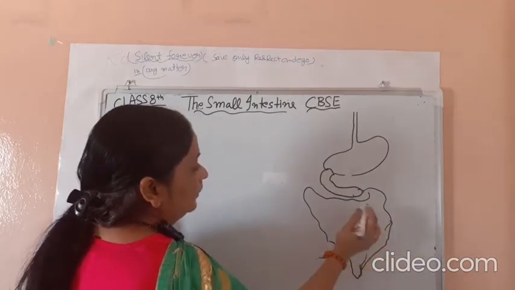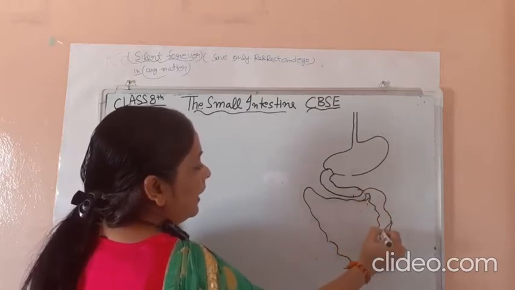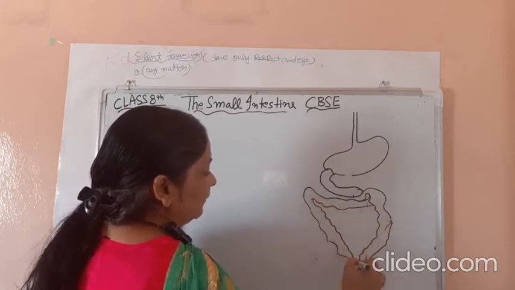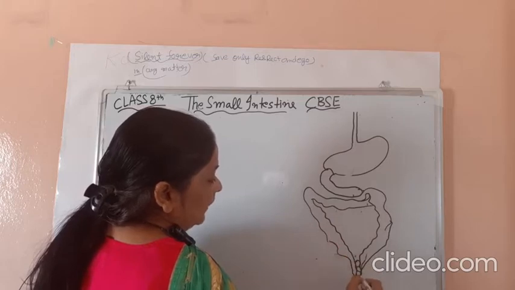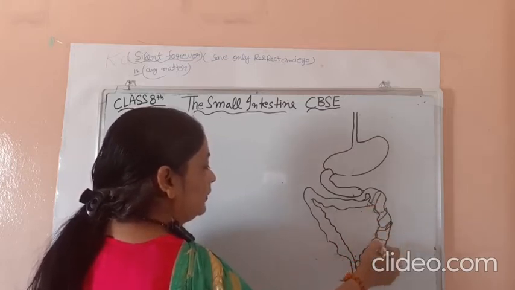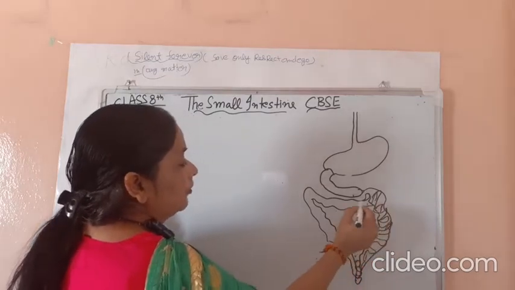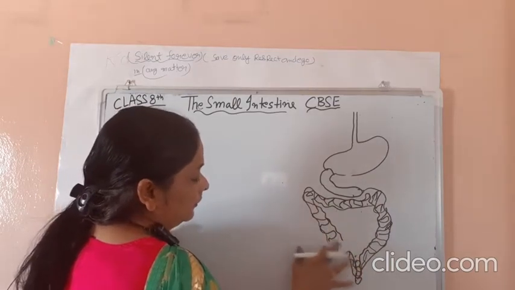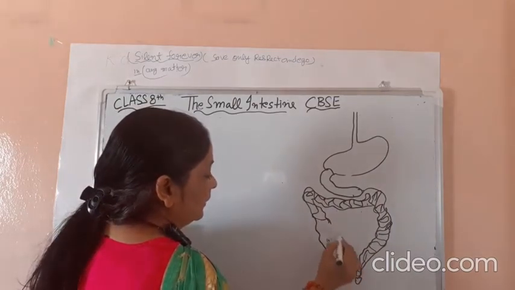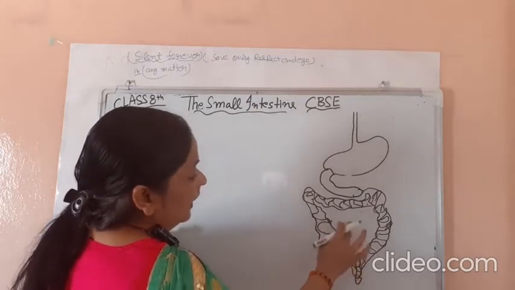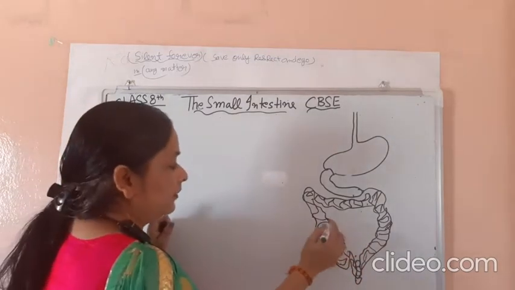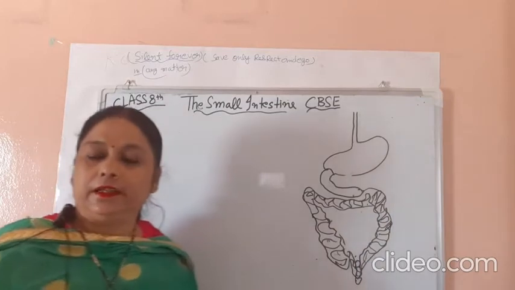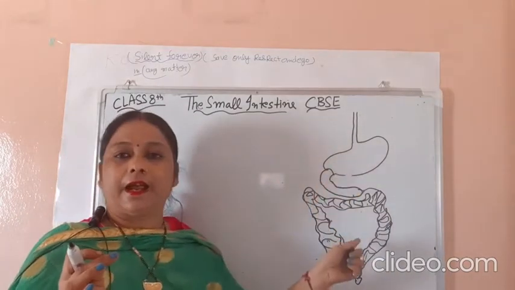The small intestine lies between the stomach and the large intestine. You can see on your screen, this is the large intestine, some folded here. And here in between, this is the small intestine. So the location of the small intestine: the small intestine lies between the stomach and the large intestine.